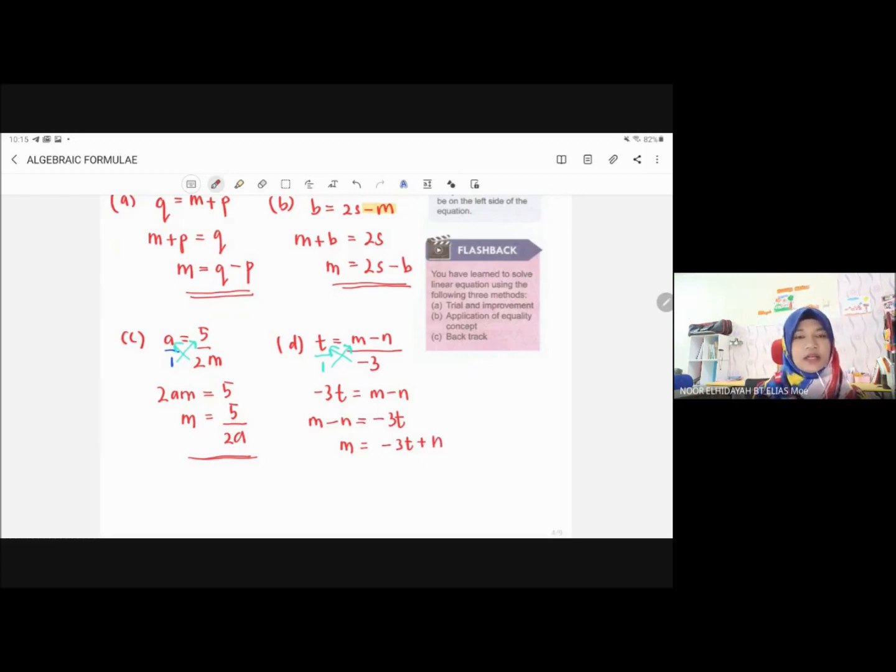Or normally yang positif kita akan letak sebelah depan. Okay, kita boleh tulis semula this formula dengan lebih tepat N minus 3T. Okay. So answer sampai sini pun dah cukup. Tapi untuk awak dapatkan jawapan yang lebih tepat, okay, letakkan yang positif tu depan bahagian depan. Alright.